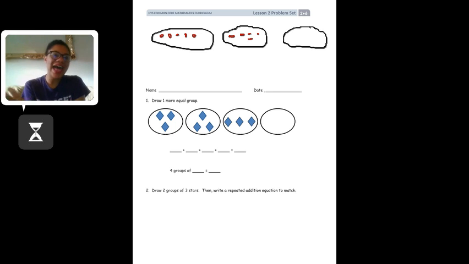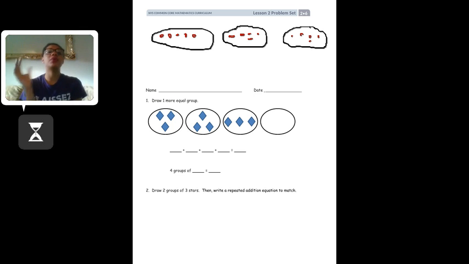And now let's do that last group. That last circle is going to have how many stars on the inside? That's right, 5 stars. So I'm going to put 1, 2, 3, 4, 5 stars in that last group. And I think we're done. We finished drawing our picture.